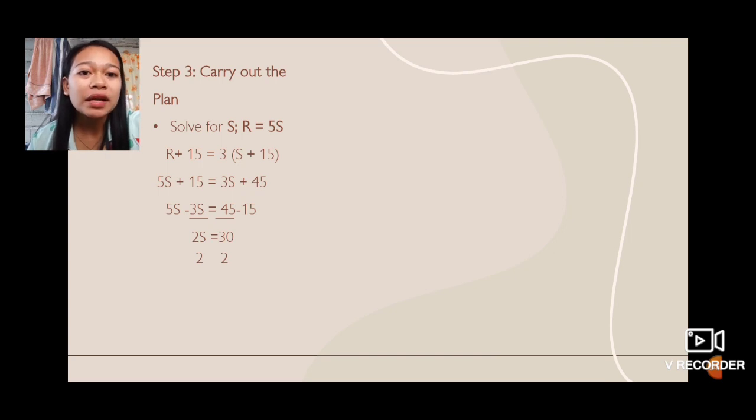So, ang gagawin natin dito sa 2S is equal to 30. Since yung S lang yung hahanapin natin, we will divide both sides by 2, so that yung matitira na lang is si S and its value, which is S is equal to 15.